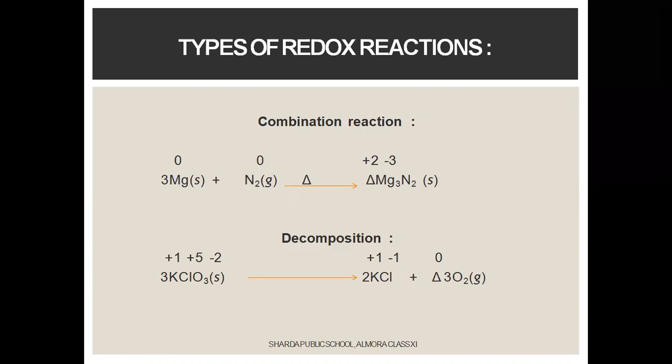KClO3 gives KCl plus 3O2. Here the oxidation number of K is +1 to +1, and Cl has oxidation number +5 here, and here the oxidation number of Cl is -1, and oxygen goes from -2 to 0, right?